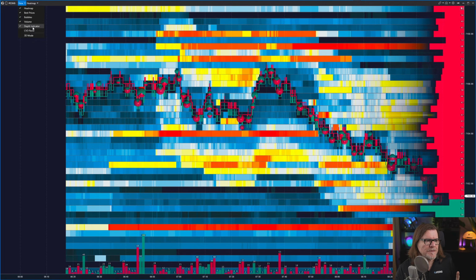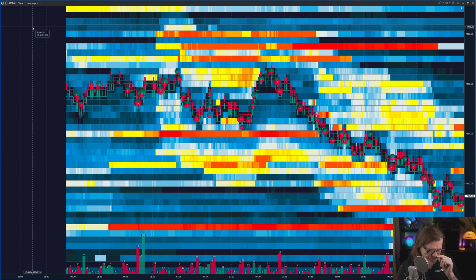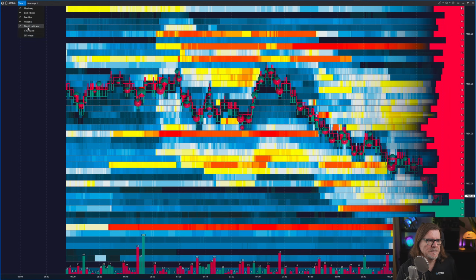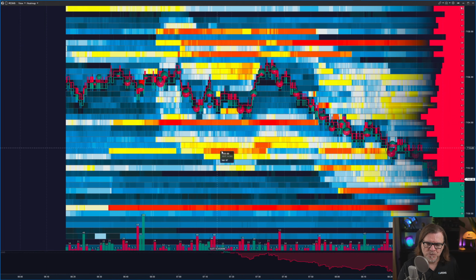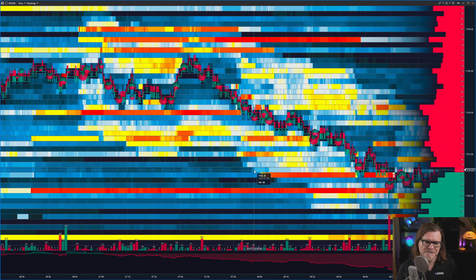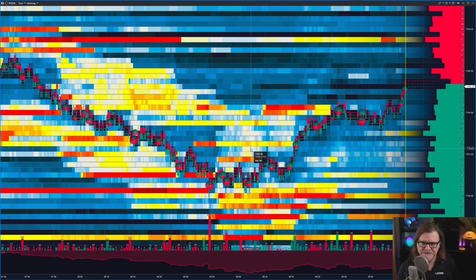Then there's depth indicator. That's the profile on the right side of the screen. And finally, there's the CVD, cumulative volume delta. So these are the elements, and I will go through all of them while describing the purpose and actually the benefits of the heat map.